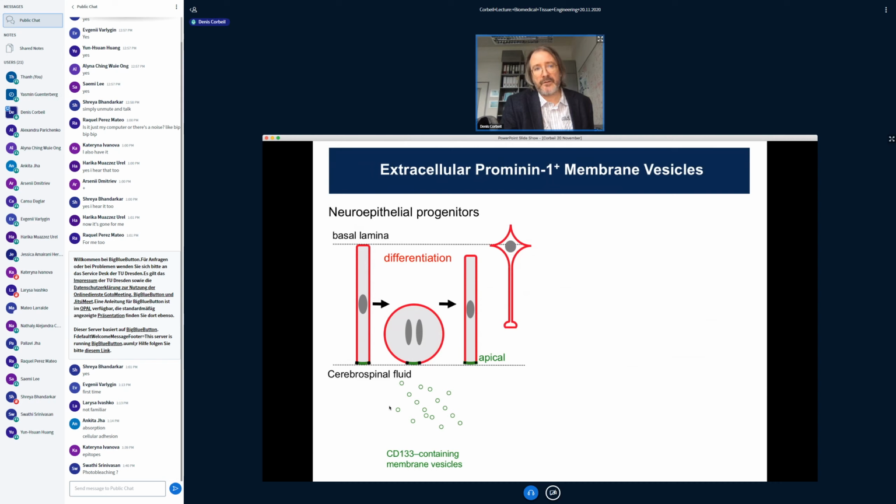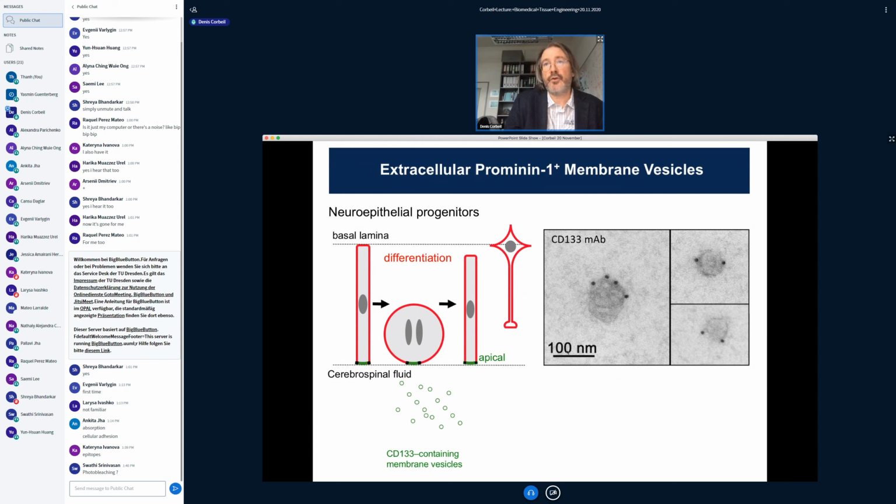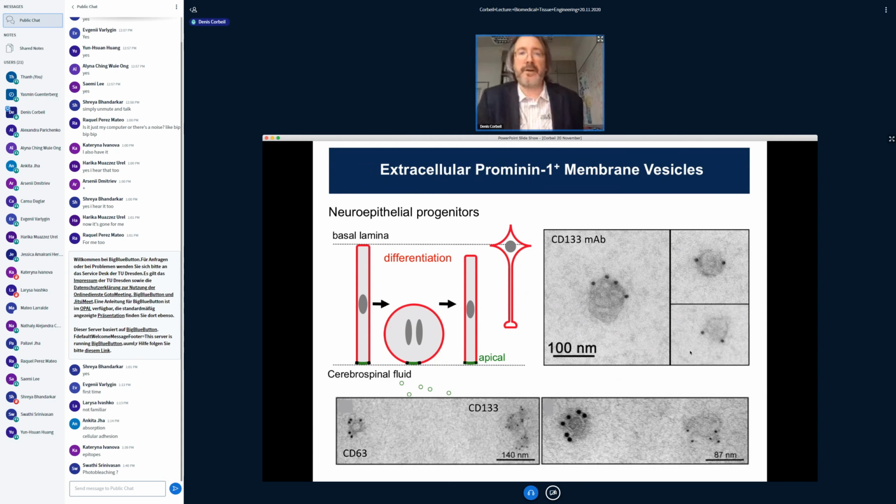It's the release of very, very small vesicles, as you can see here, CD133-containing membrane vesicles. And this occurs only when the cells are going through the process of differentiation, which is quite important in the concept of the stem cell. And they release into the cerebrospinal fluid these very small vesicles, which contain CD133. We can see here by immunogold labeling, very small vesicles, less than 100 nanometers, and you can see they have CD133. That's another example here, a CD133 vesicle.